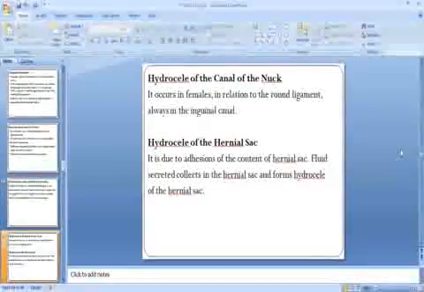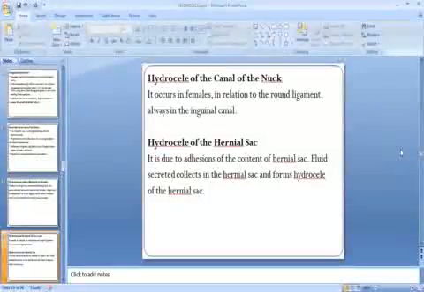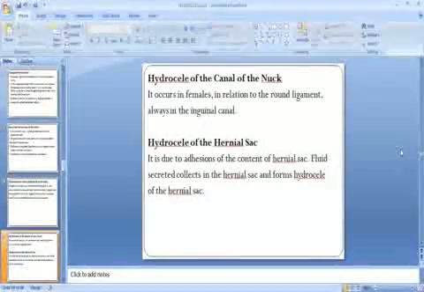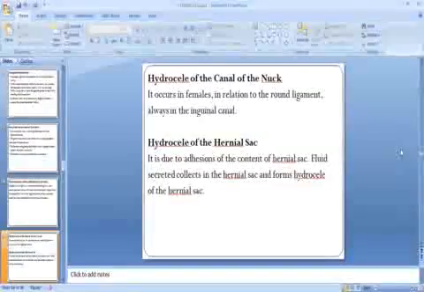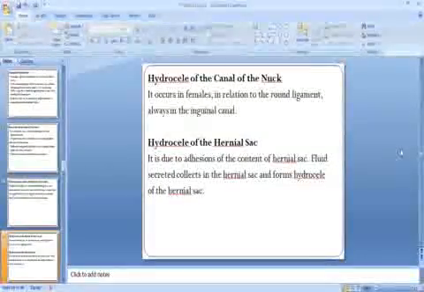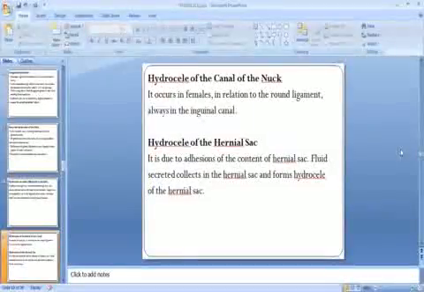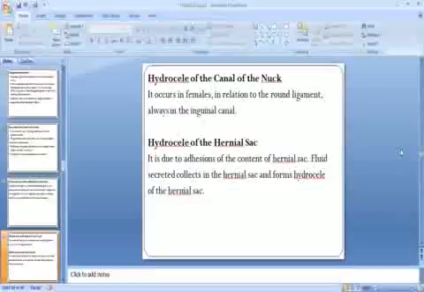It occurs in females in relation to the inguinal ligament, always in the inguinal ligament. Hydrocele of the hernial sac. It is due to adhesions of the content of the hernial sac, so fluid secretion collects in the hernial sac and forms a hydrocele of the hernial sac.